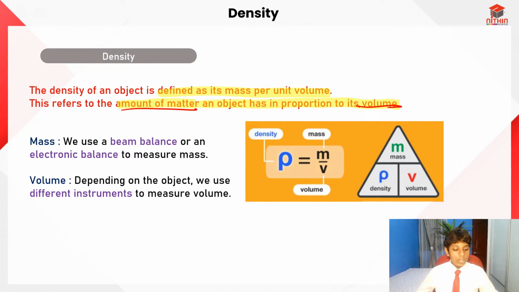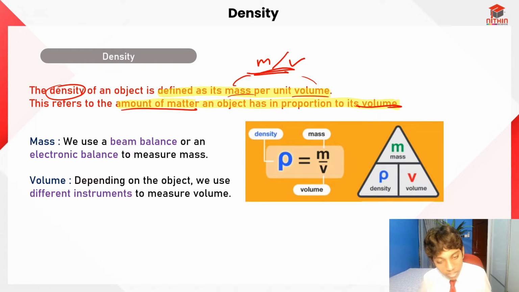So this triangle is just like the DST triangle you have learned in speed. The DST triangle is distance, speed and time, right? But for density, it's mass, density and volume. So basically density is equal to mass over volume, right? That's what they meant by density of an object is defined as mass per unit volume. Mass per unit volume basically means mass over volume.